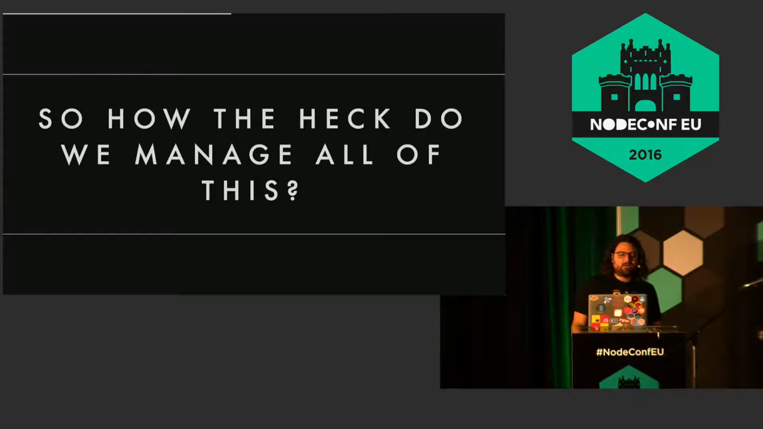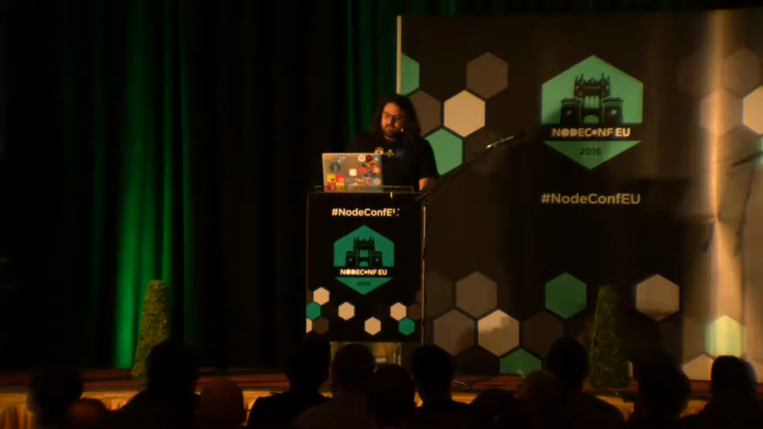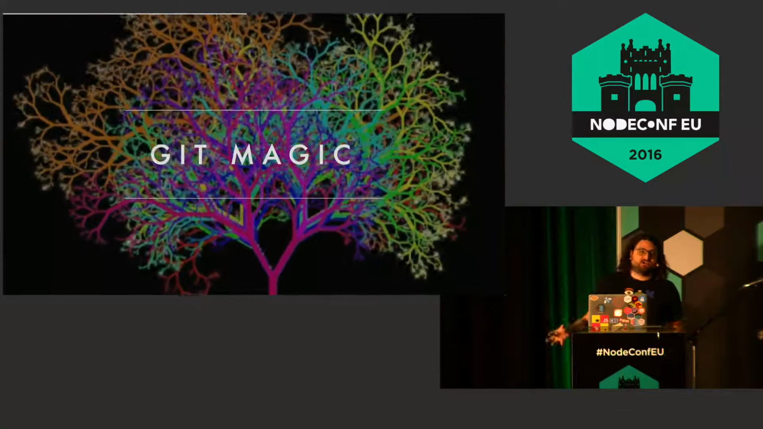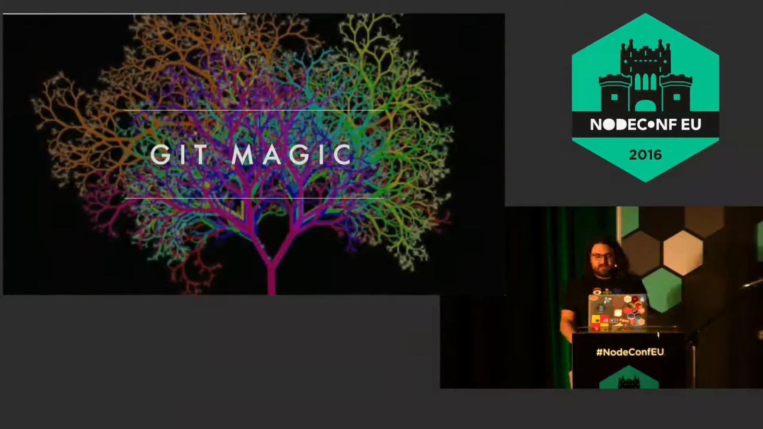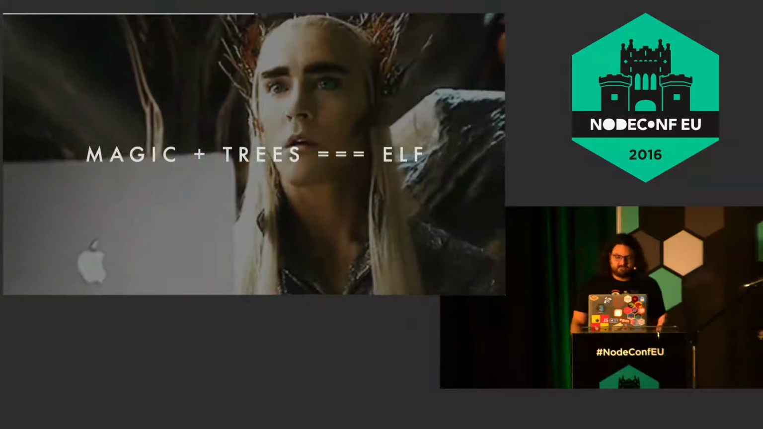So how do we manage all of this? Mostly magic. But more specifically, Git magic. A lot of Git. And because Git is magic with trees, basically makes us elves.